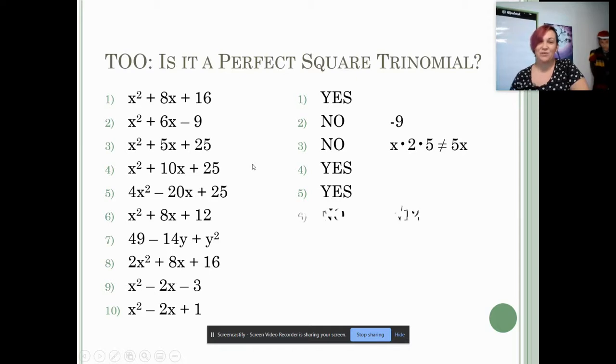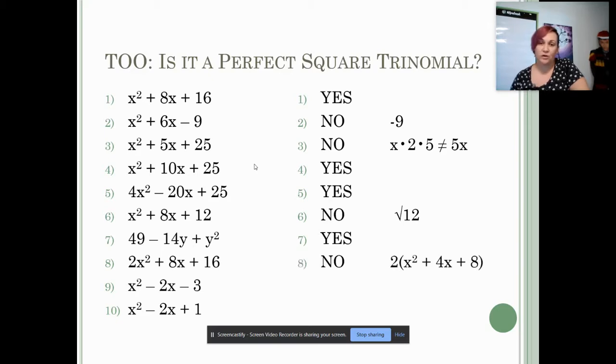Number 6 is a no, because I don't know the square root of 12. Now, that doesn't mean we can't factor it. We could potentially factor it using Xbox, but we can't factor it using perfect square trinomial. Number 7 is a yes, even though it's in a weird order. It's 7 times 2 times y, and that does equal 14y.